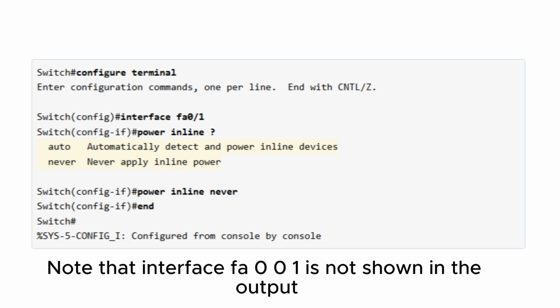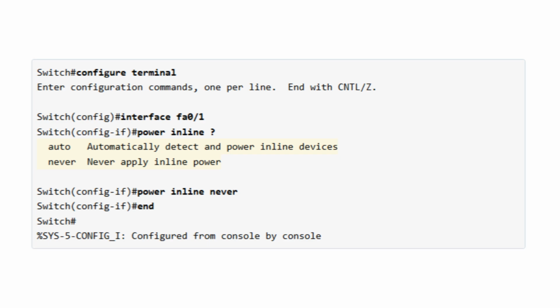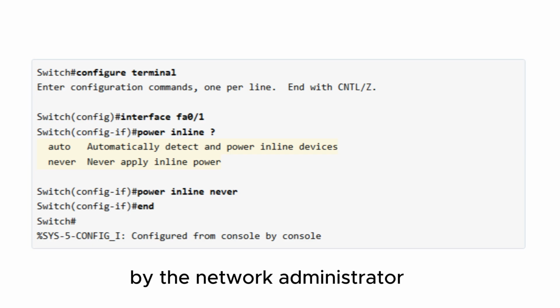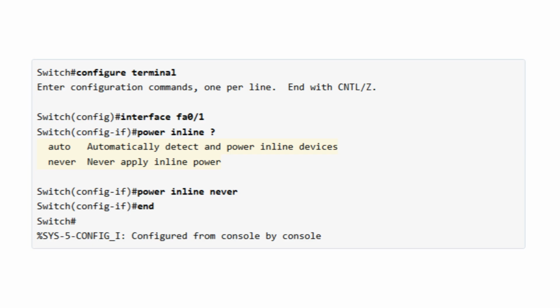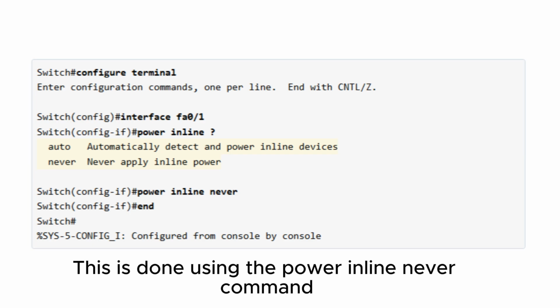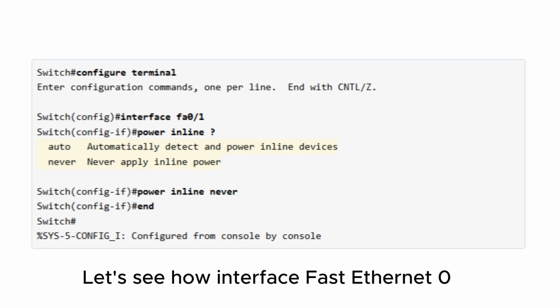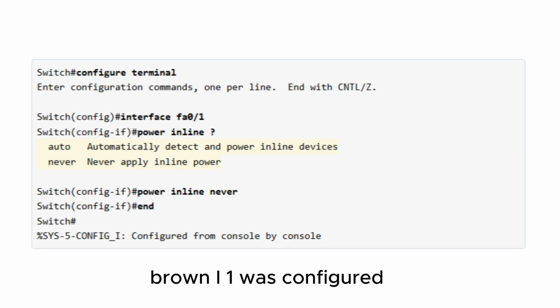As explained above, all devices are in admin state auto. Note that interface Fa0/1 is not shown in the output. This is because PoE is explicitly disabled on this port by the network administrator. This is done using the power inline never command in interface configuration mode. Let's see how interface FastEthernet 0/1 was configured.